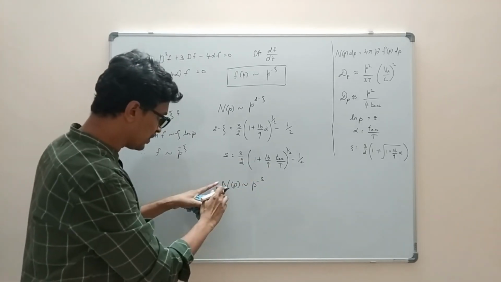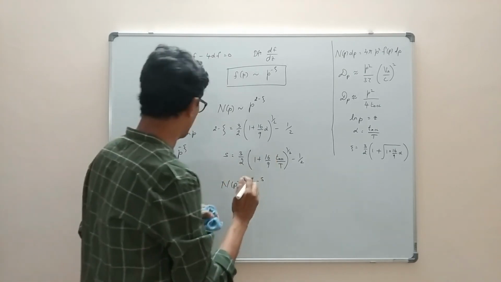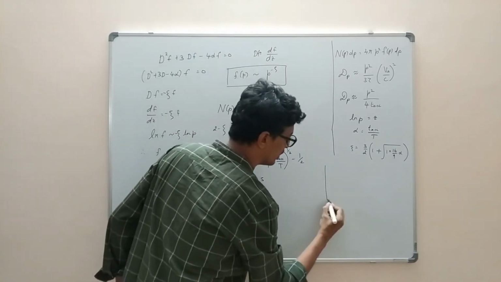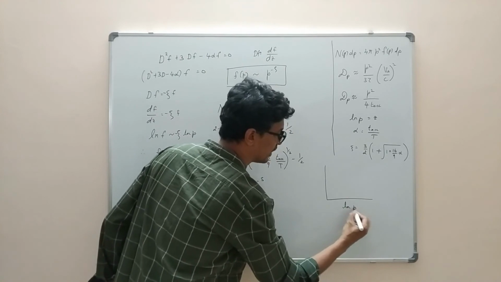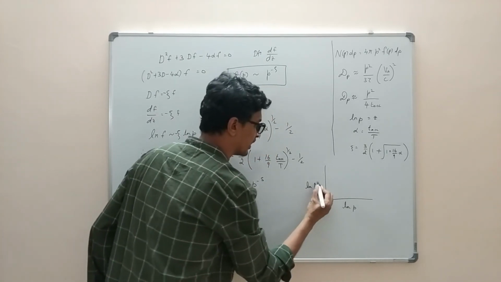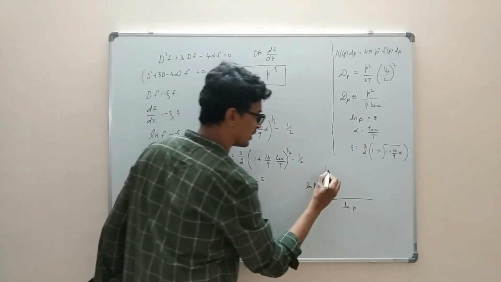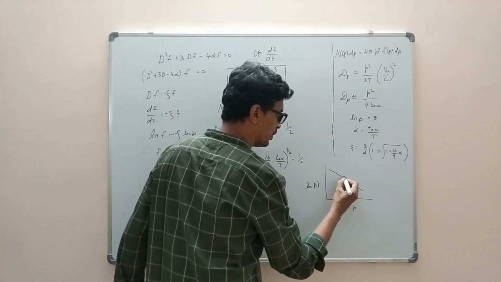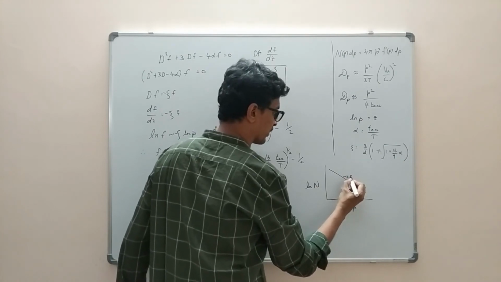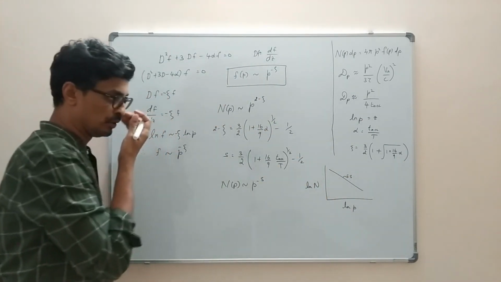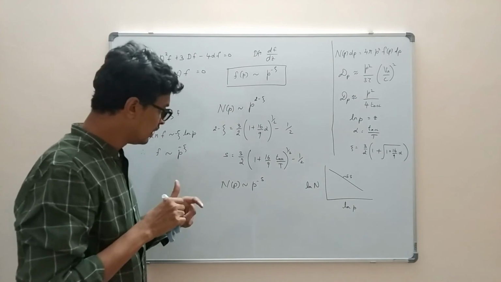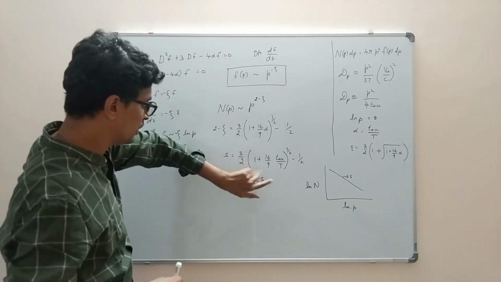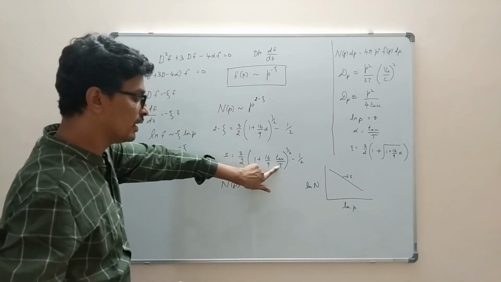So if you see how this power law, if we try to plot a power law in terms of ln of p on the x-axis and ln of n on the y-axis, this is going to be a straight line with the slope being your index s. Here it's minus s.